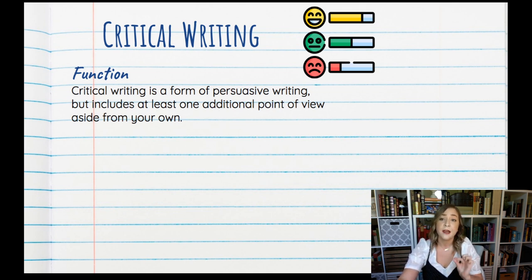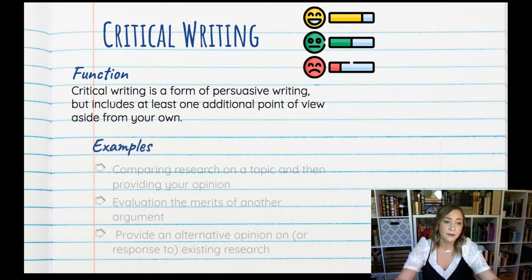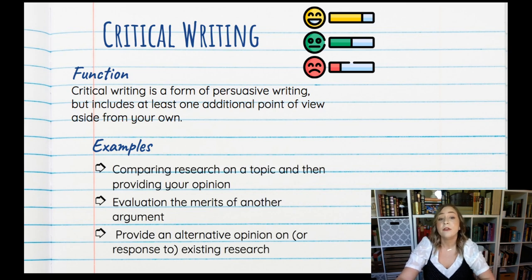So we're going to talk about this pretty briefly. This has all the components of persuasive writing, except it requires that you add and evaluate one other point of view aside from your own. So this is the same as persuasive writing, but it takes on one additional step. Examples of this: comparing research on a topic and then providing your opinion on it, evaluating the merits of someone else's argument.